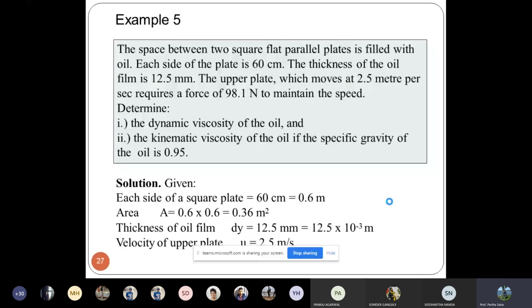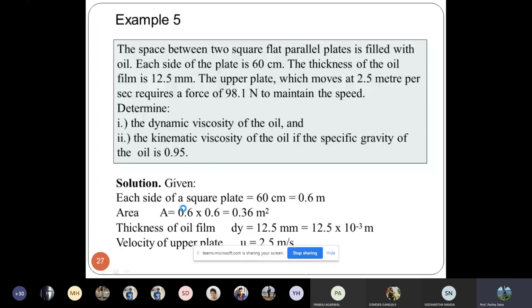The space between two square flat parallel plates is filled with oil. Each side of the plate is 60 centimeter. The thickness of the oil film is given as 12.5 millimeter. The upper plate, which moves at 2.5 meter per second, requires a force of 98.1 Newton to maintain the speed. Determine the dynamic viscosity, straightforward again, and kinematic viscosity of the oil if the specific gravity of the oil is 0.95.